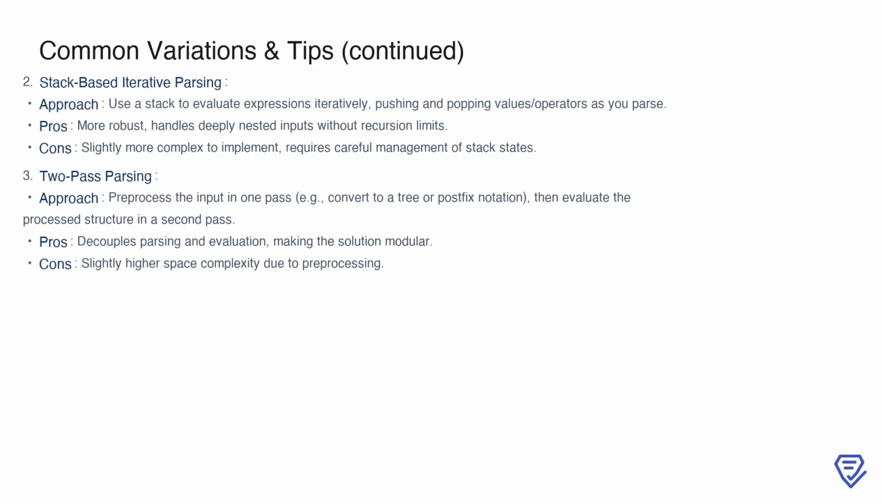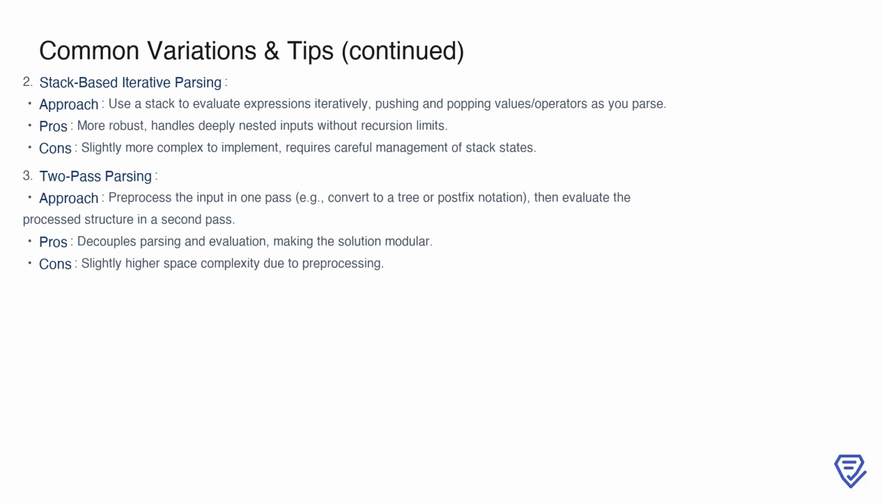Stack-based iterative parsing is another effective approach. Here, you use a stack to evaluate expressions iteratively, pushing and popping values and operators as you parse. This method is more robust compared to recursion because it avoids the risk of stack overflow, making it better suited for deeply nested inputs. However, it can be slightly more complex to implement, as you need to carefully manage the state of the stack throughout the parsing process.